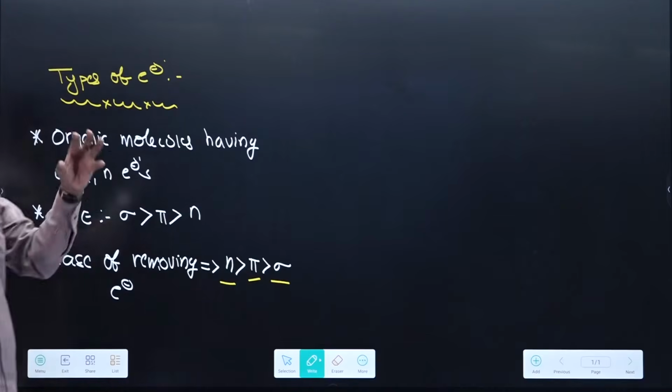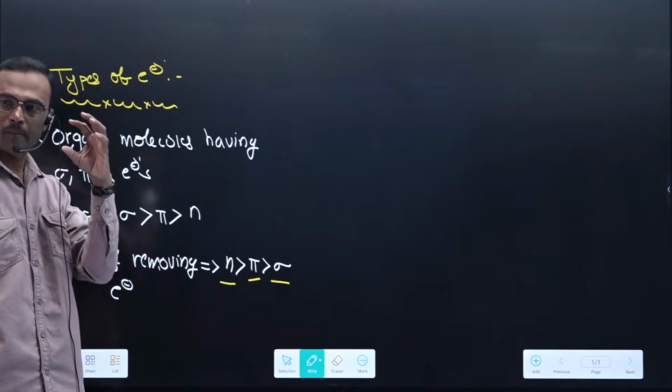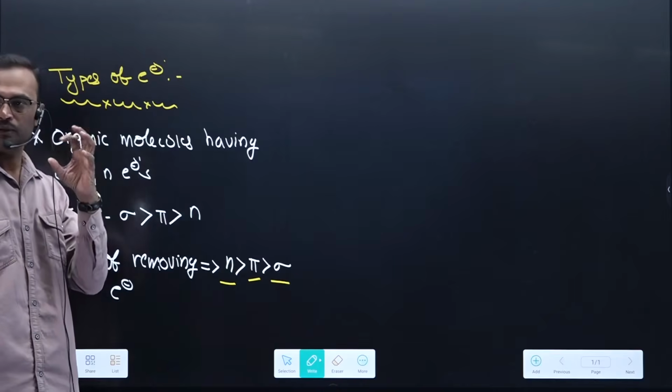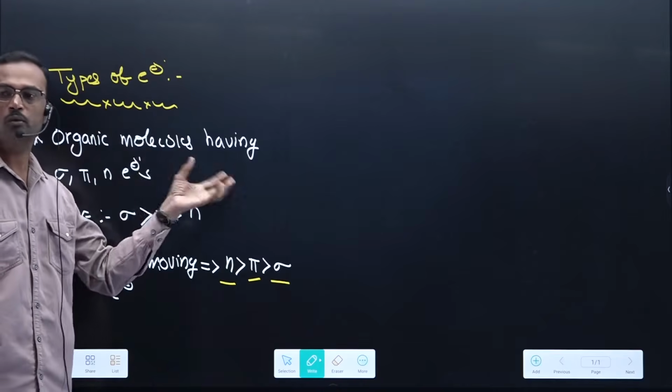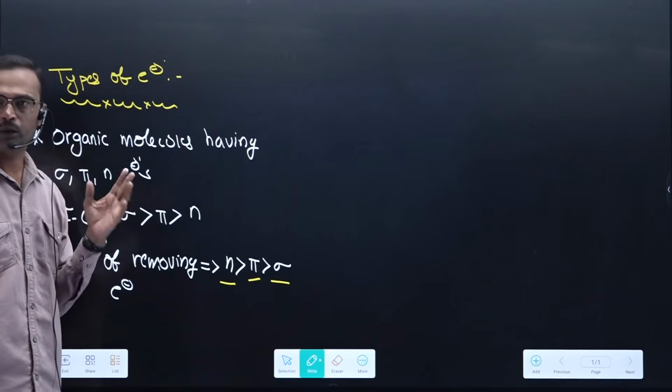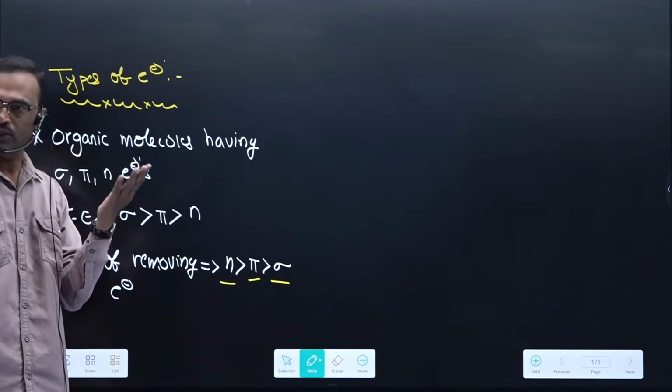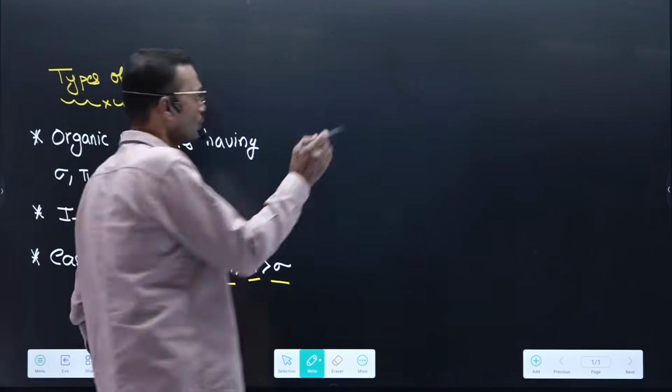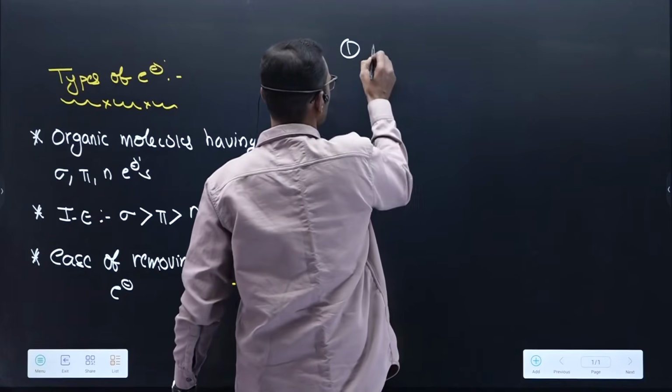Clear? During electron impact, based on the molecule, molecular ion formation changes. Molecular ion formation is nothing but loss of one electron only, right? So now, first, possible time taking.